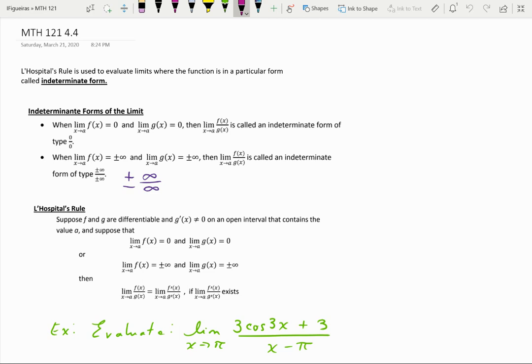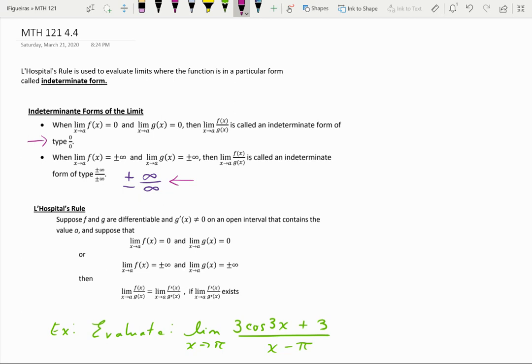There are many types of indeterminate forms, but the most fundamental ones are when your limit is a quotient of two functions where the limit of the numerator and the denominator both equal zero, so that would be type 0/0, or if the limits of the numerator and the denominator are both approaching either plus or minus infinity, that's the type we're calling plus or minus infinity.